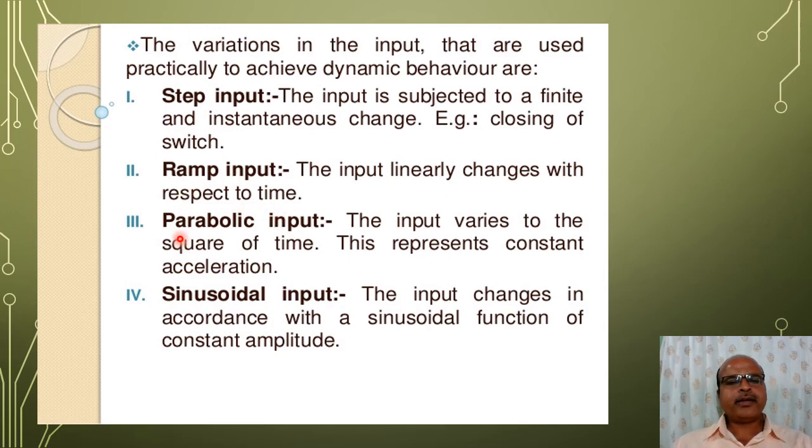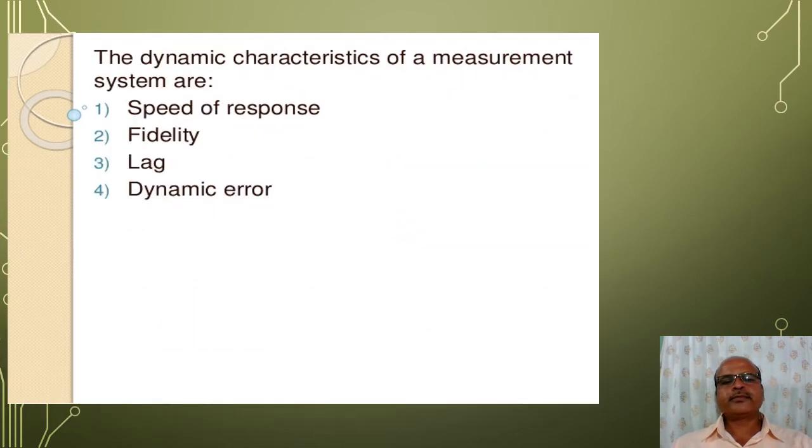Next is a parabolic input. The input varies to the square of time. This represents constant acceleration. Then last is a sinusoidal input. The input changes in accordance with the sinusoidal function of a constant amplitude is called a sinusoidal input.